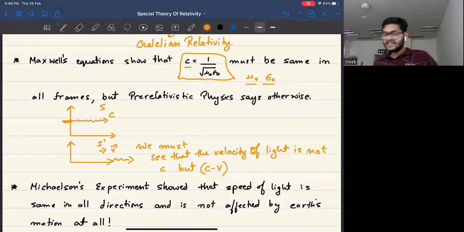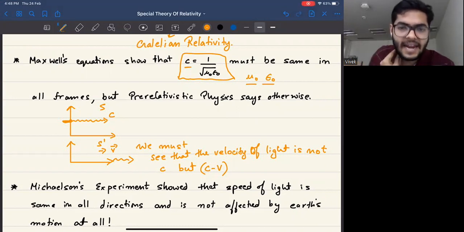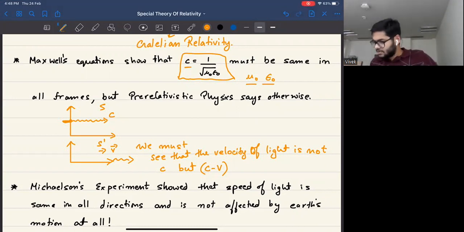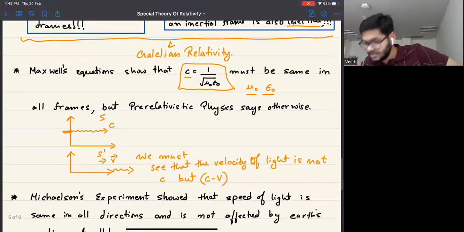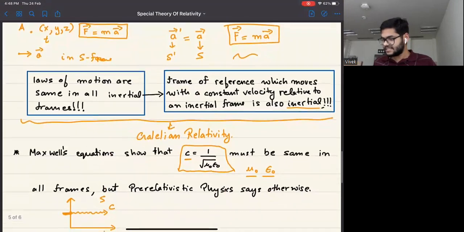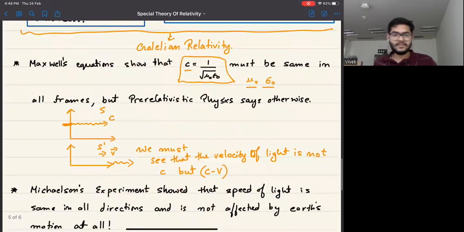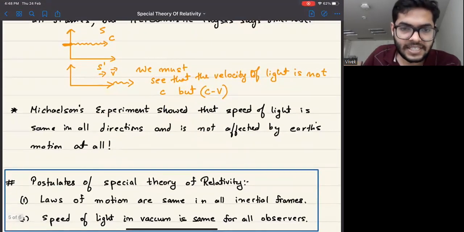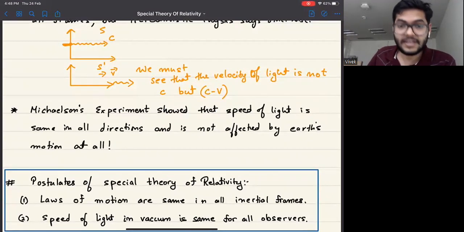So we see that there is an inconsistency between Maxwell's equations and the Galilean transformation. So one of these things must be wrong. Either Maxwell's equations are wrong or Galilean relativity is wrong. So when we come to a point of inconsistency between two very fundamental theories of nature, the only way to resolve it is through experiments.